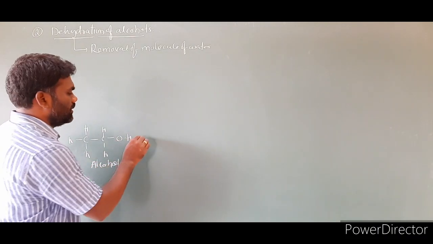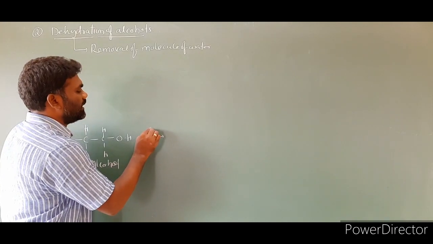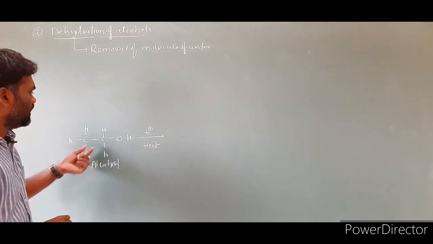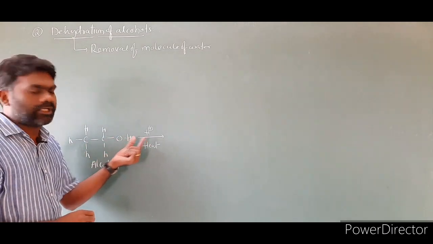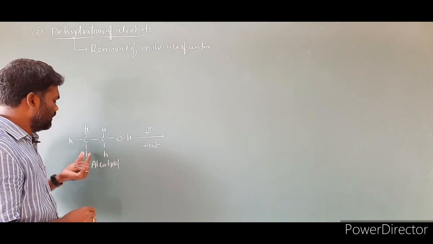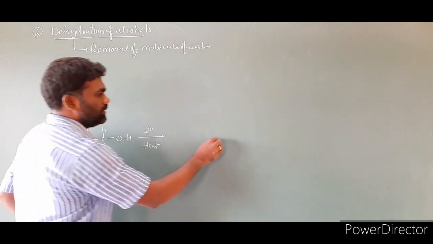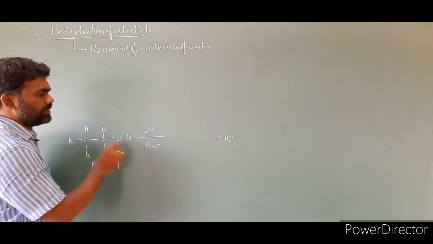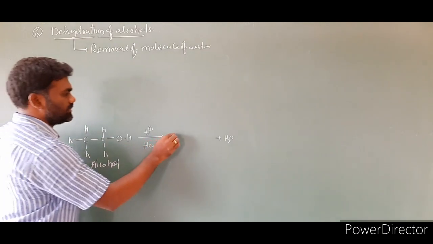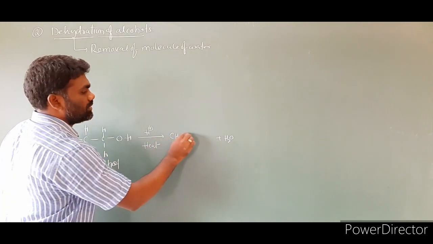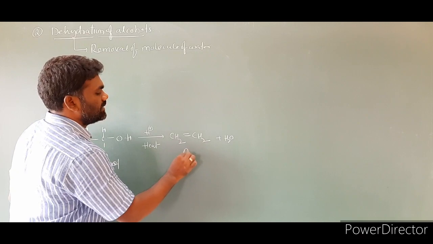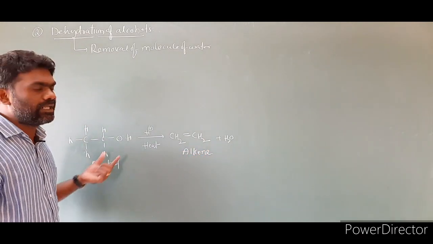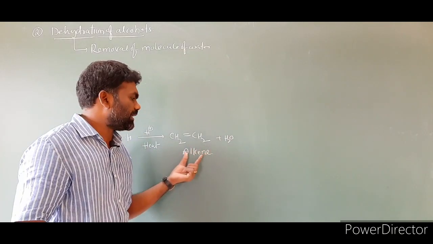By treating with concentrated acid, H plus, followed by heat, the OH will go outside. We take one hydrogen from the neighboring carbon, and the OH leaves in the form of water. So it eliminates in the form of water. In addition, between the two carbon atoms a double bond is formed. I write it as CH2 double bond CH2. So this is alkene. When alcohols undergo dehydration, removing a water molecule, the product is alkene.